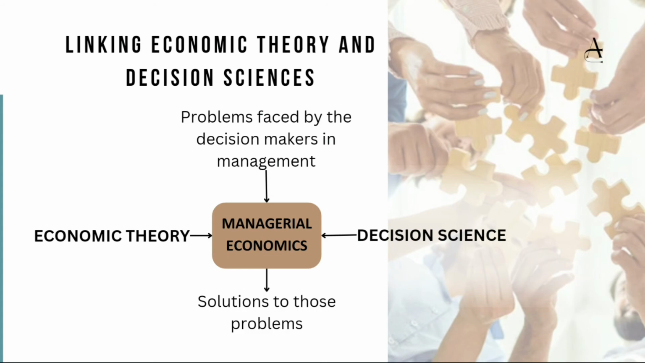Then another concept which is most important is about the linking of economic theory and decision sciences. How are these economic theories like equimarginal principle, cost functions, production functions and laissez-faire and all those umpteen number of things linked to decision making? How are they linked to us managers?